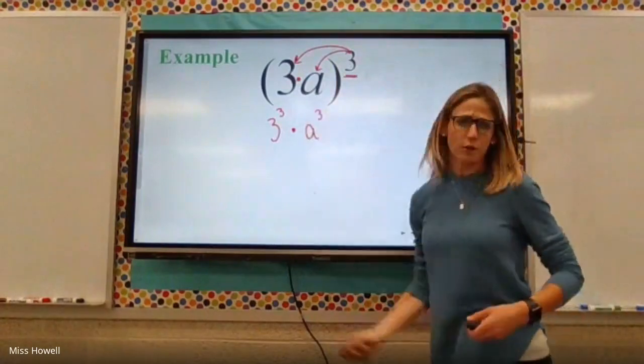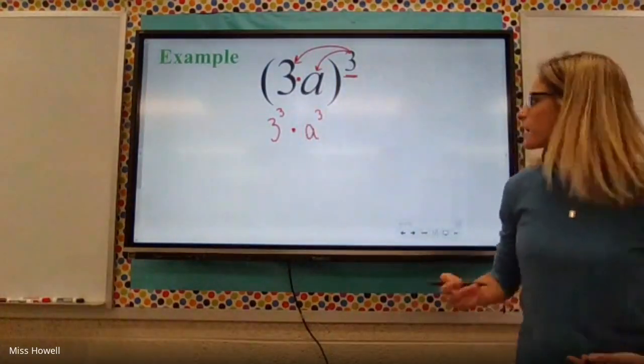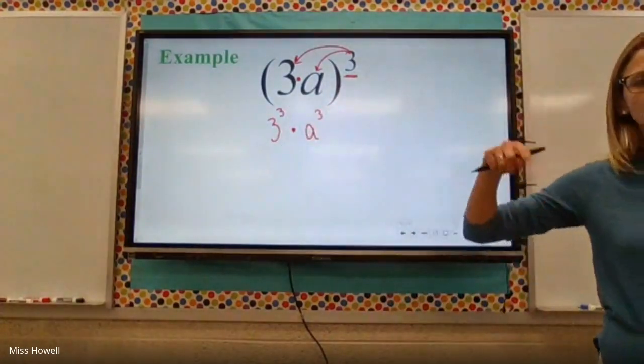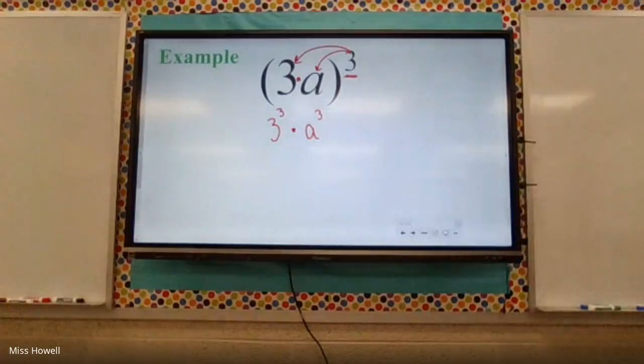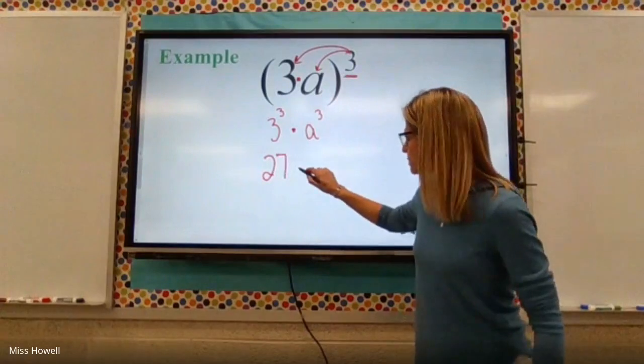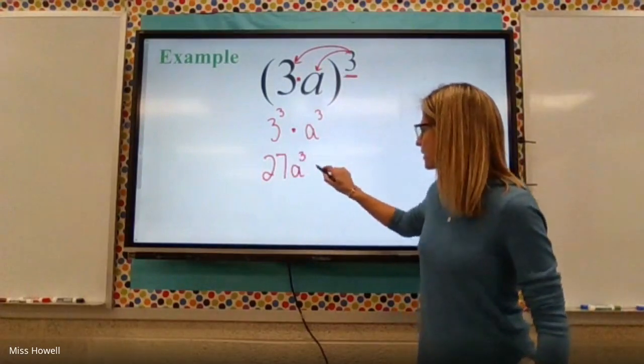All right, this a to the 3rd, we're stuck with it. There's nothing else we could do with it. But this 3 to the 3rd, we could evaluate further. So use your little up caret button on your calculator, or do a 3 times 3 times 3. And we'll end up here with a 27, still times an a to the 3rd power.